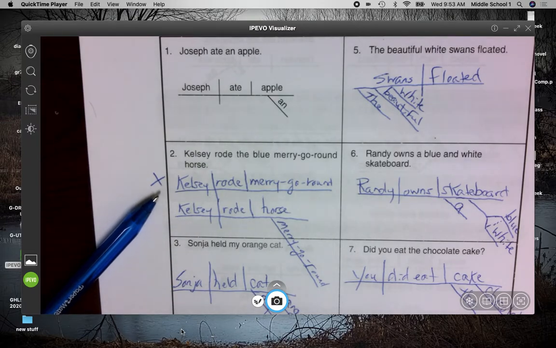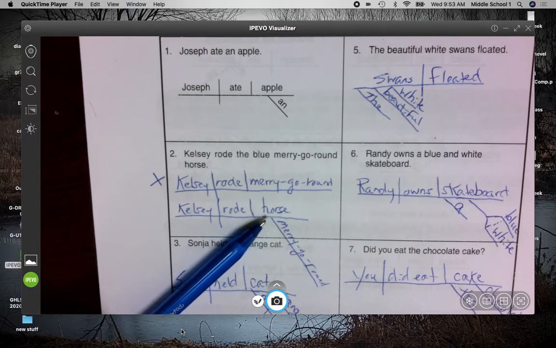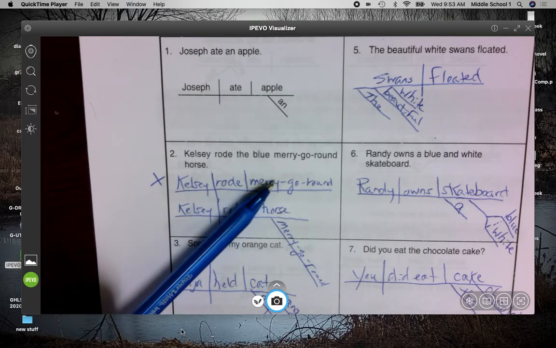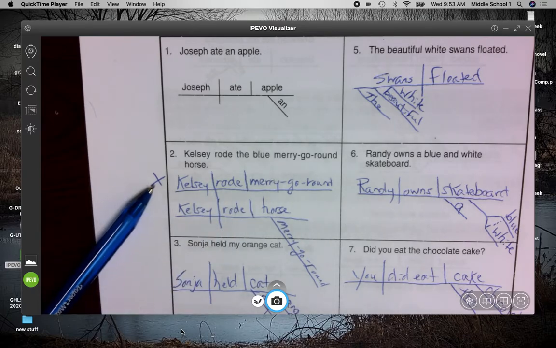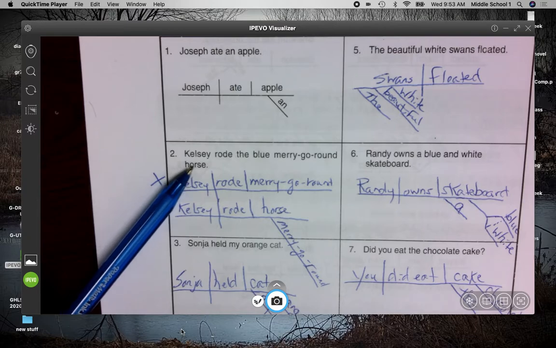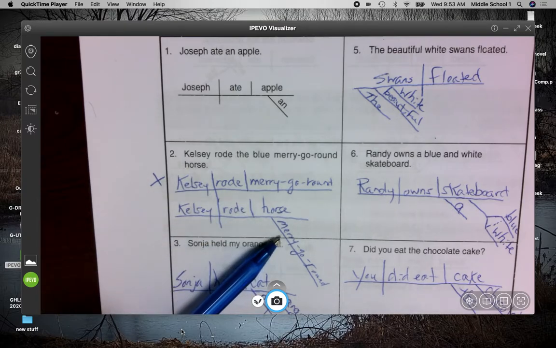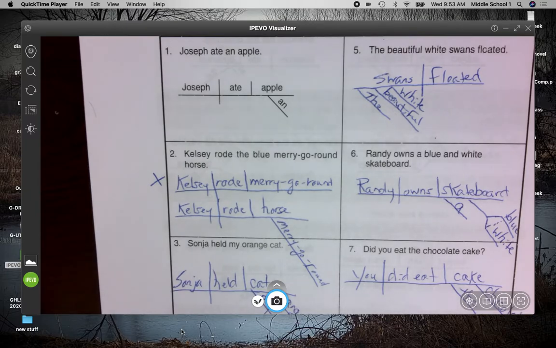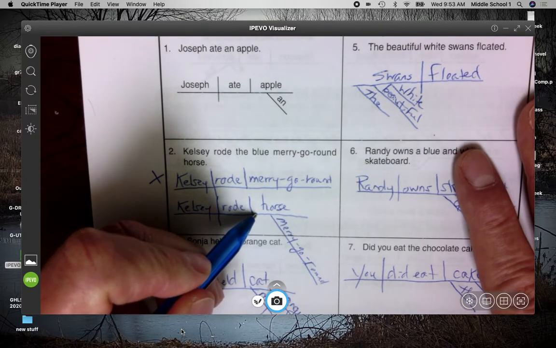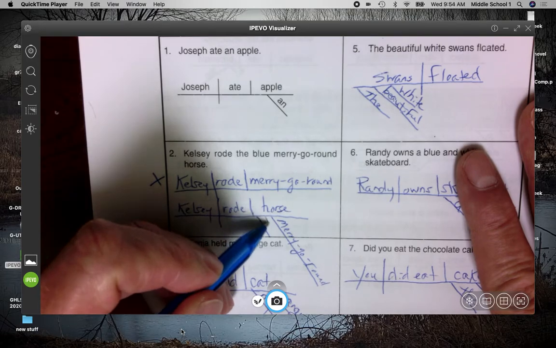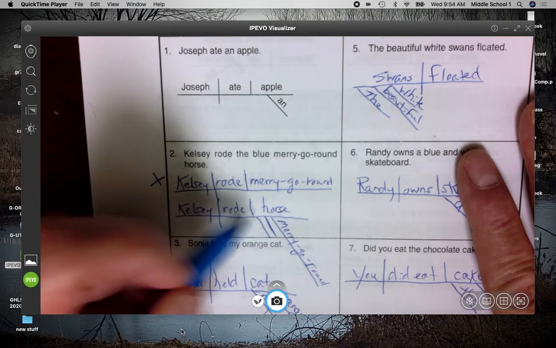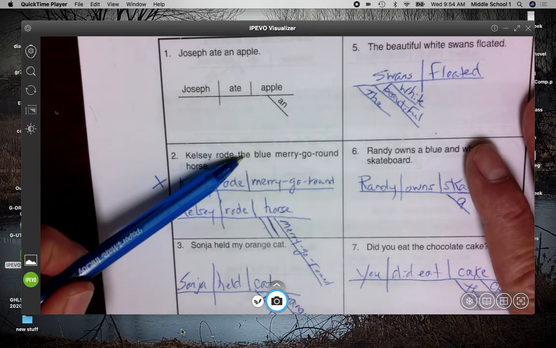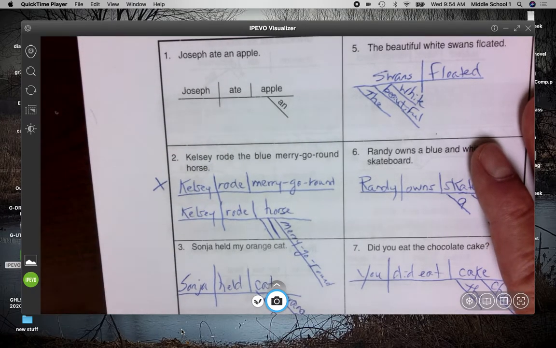Yesterday we were reminded that we want to make certain to choose the correct word that would go into this place for the direct object. Kelsey rode merry-go-round is not correct. Kelsey rode the horse. What kind of horse? It was the blue merry-go-round horse. And you're also reminded that when you do that, you include all of those modifiers. So I need 2 additional lines. I need one for the and one for blue.